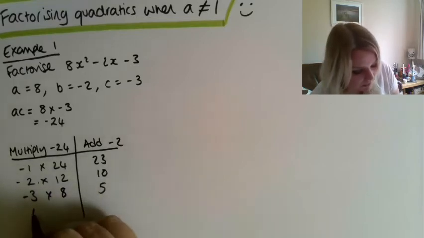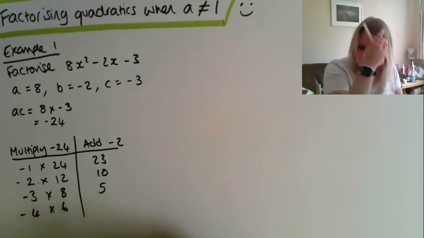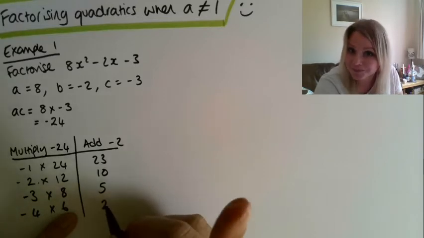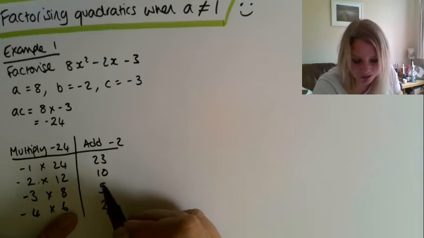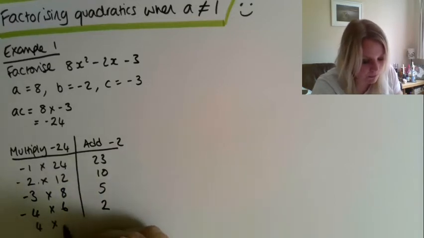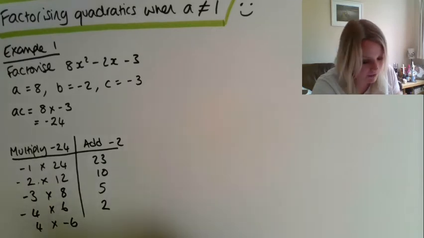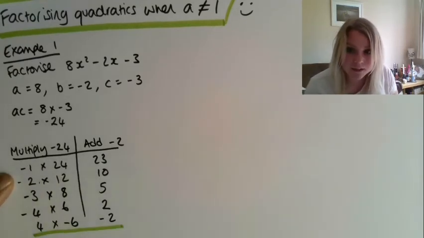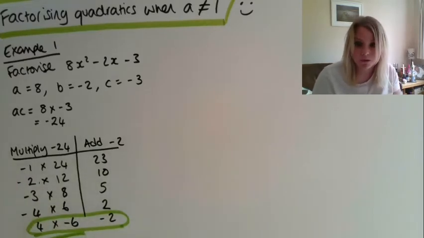4 and 6. So minus 4 multiplied by 6 gives me minus 24. Minus 4 plus 6 gives me 2. We need to get minus 2, so the signs are going to be the other way around. So 4 multiplied by minus 6 gives me minus 24. 4 plus minus 6 gives me minus 2. So these are the numbers that we're going to be using this time.